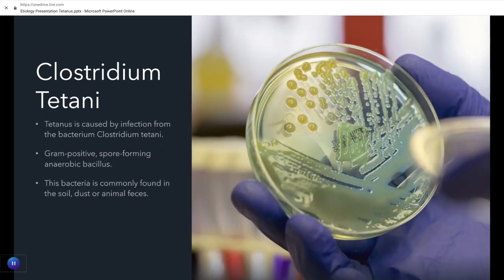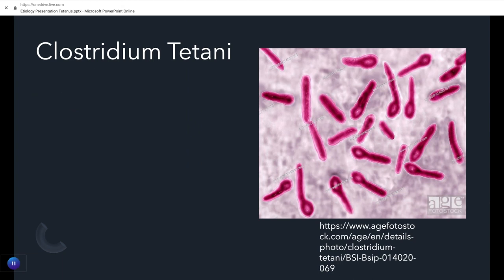Spore forming anaerobic bacterium. It's most commonly found in the soil, dust, or animal feces. So, practically anywhere you can find Clostridium tetani. Here's a quick example of what Clostridium tetani looks like underneath a microscope. As you can see, it is a gram-positive bacterium.